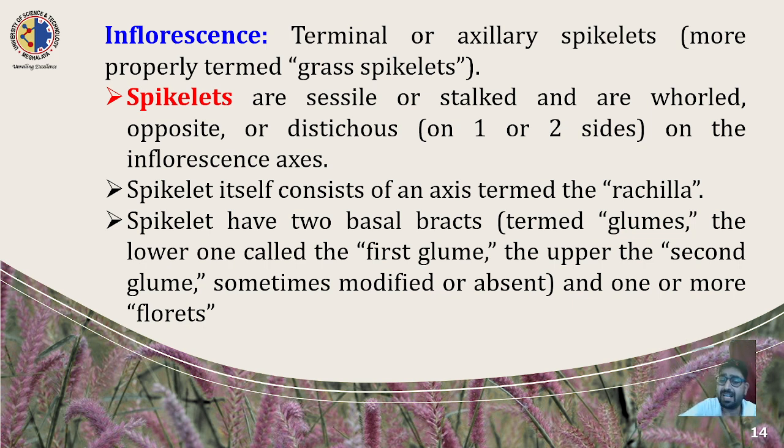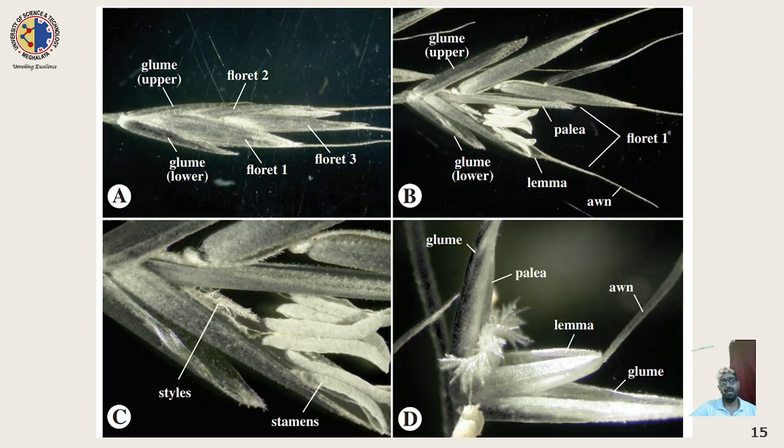Spikelets have two basal bracts called glumes. These are large in size, first glume and second glume, sometimes modified, and some species have an absence of these glumes. Here you will find easily in picture A the lower and upper glume, and these are florets, like floret 1, floret 2, floret 3. What is a floret? These are the separate flowers, single flowers in groups.